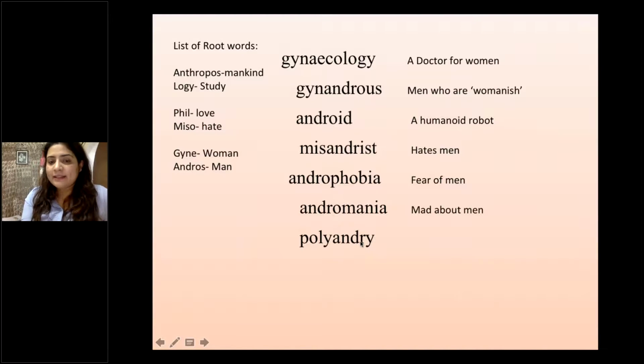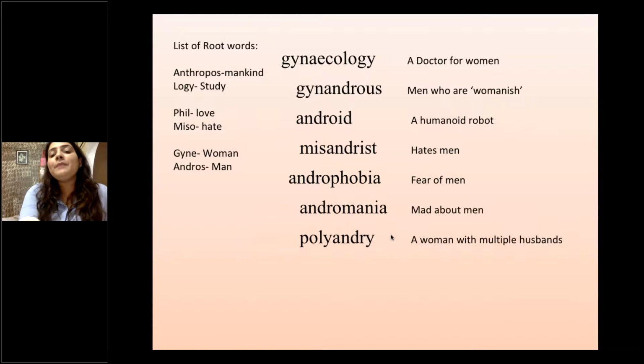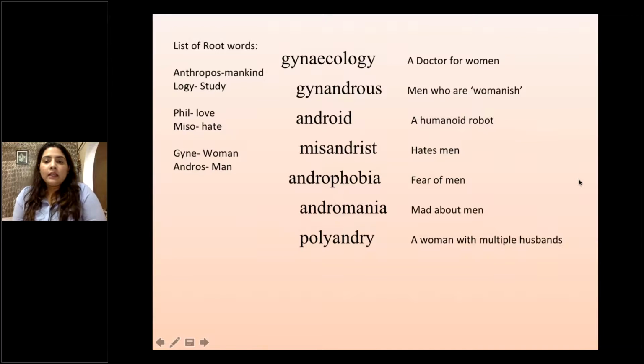So if this meaning is not the meaning for polyandry, this is the meaning for another word. So please tell me, what should be the word for a woman with multiple husbands? What do I call a woman with multiple husbands? Very good, Gursimran. Very good. So it is polyandrist. Polyandrist is a woman with multiple husbands. Okay, with multiple husbands. That's called polyandry. Okay, let's see another word now.